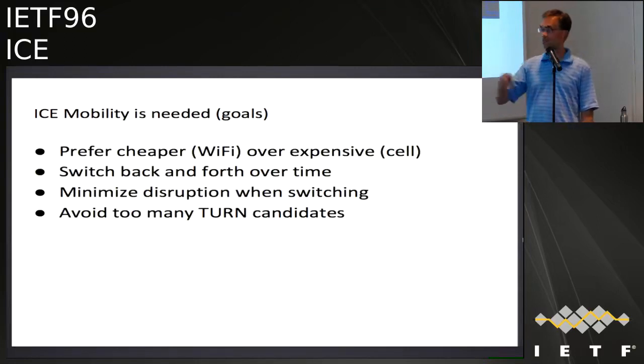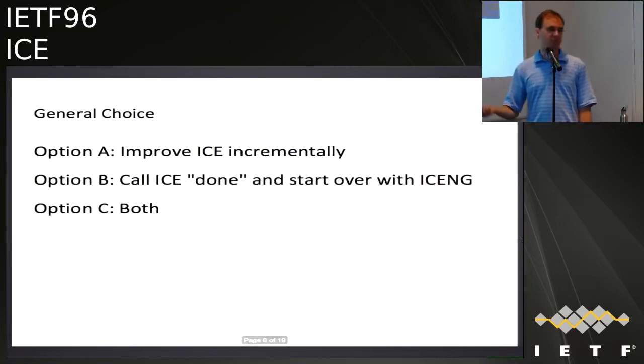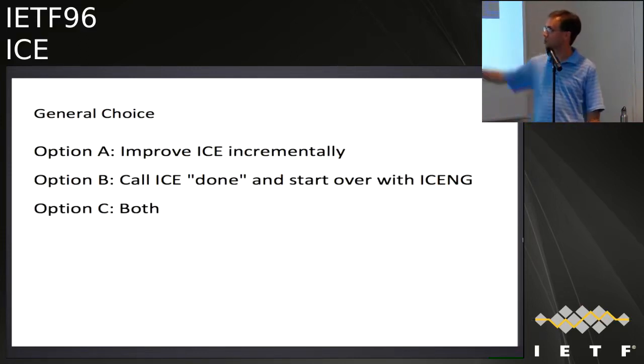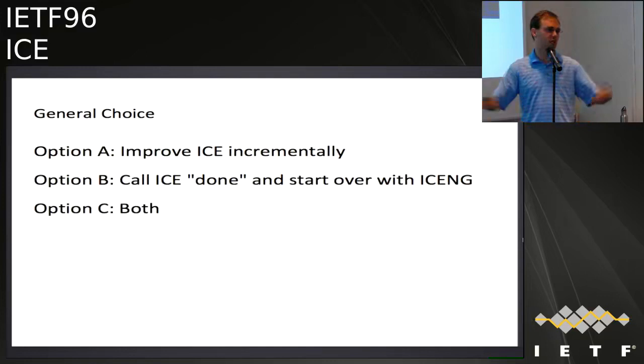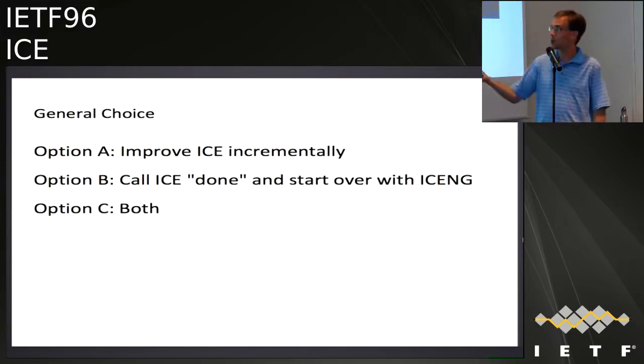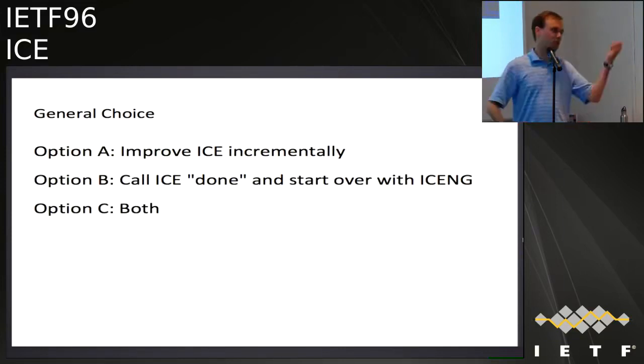So like I said, the decision here is how much do we want to work on. Our general choices are: A, improve ICE incrementally with perhaps these drafts that we've written. Option B is to say, hey, ICE is good enough for now, we're done, close the working group or whatever, and then start on some brand new ICE NG where we start from scratch trying to fix all the things that we think are important. Or we do both, where we incrementally improve ICE while we design some ICE NG. But this is basically option A, or I guess option C also.